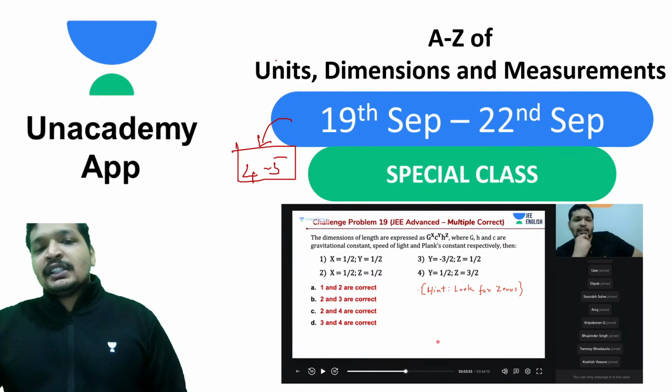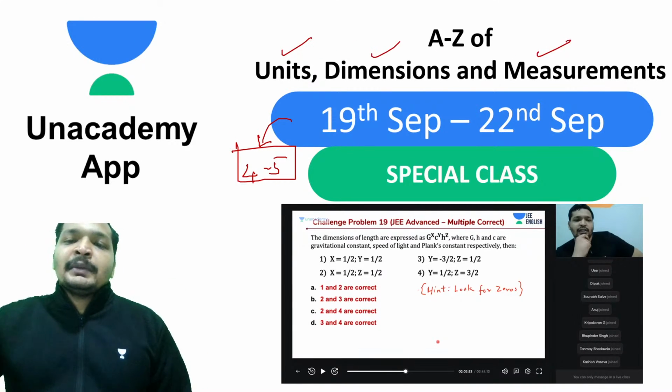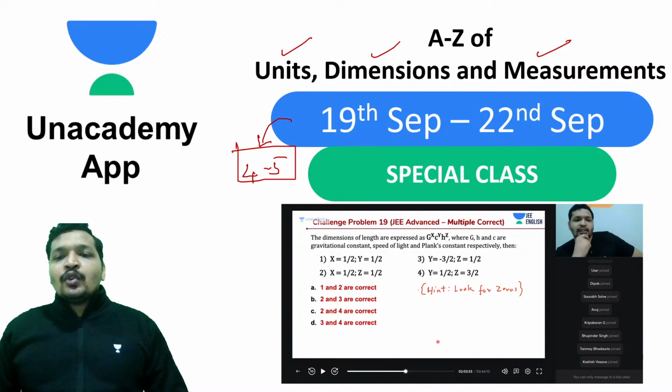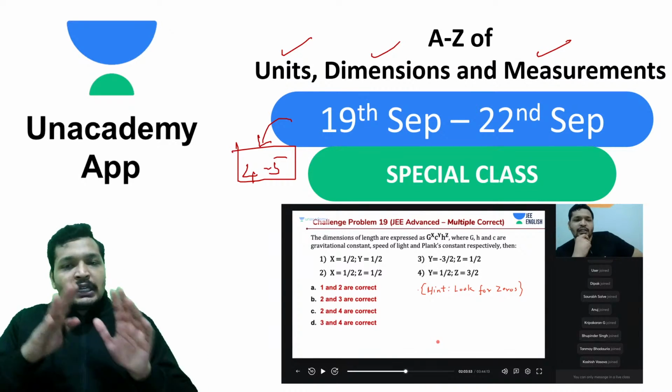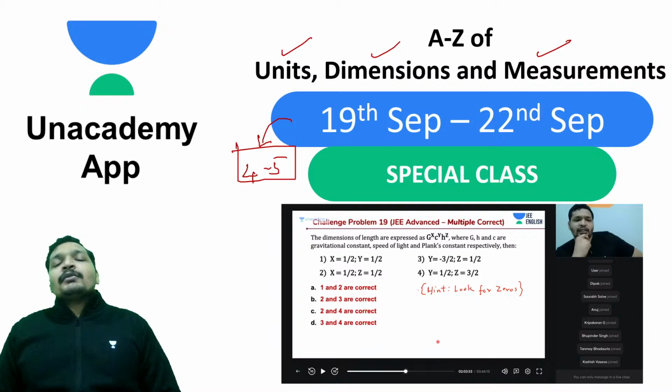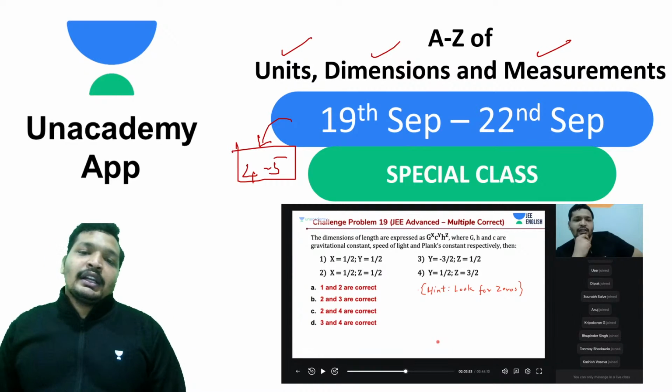Just 4 to 5 sessions. Your units, dimensions and measurements would be complete. Do this first. Attend the PYQ sessions. Trust me, you would not struggle a lot during your exam.